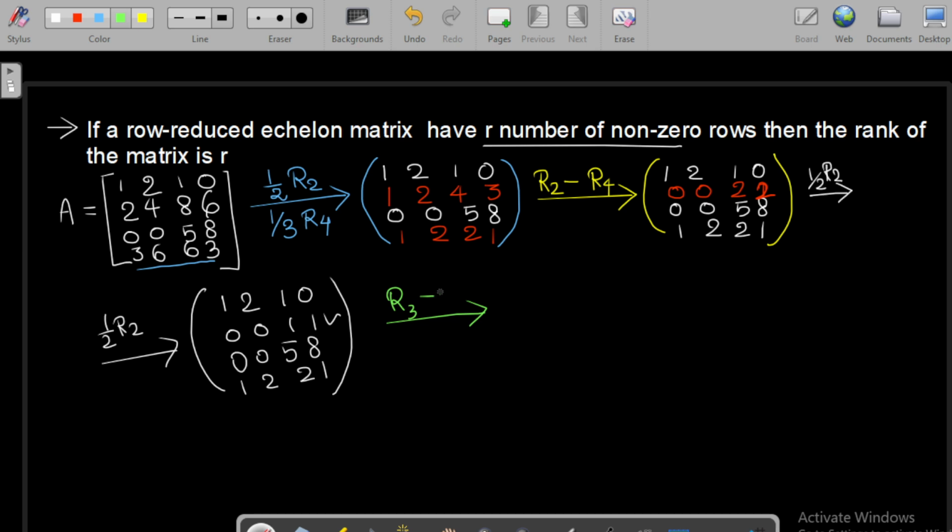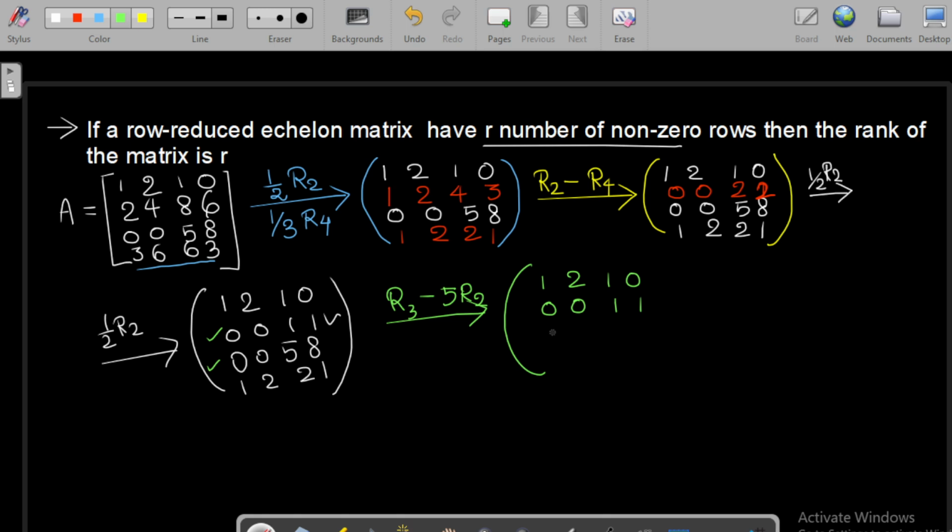Subtract second row from 5 times the third row. I'm sorry, I'm subtracting from the third row, and I'm giving the operation R3 minus 5 R2 basically. So I'm subtracting 5 times the second row from the third row. So this becomes 1 2 1 0. The first row remains unchanged, and the second row also remains unchanged.